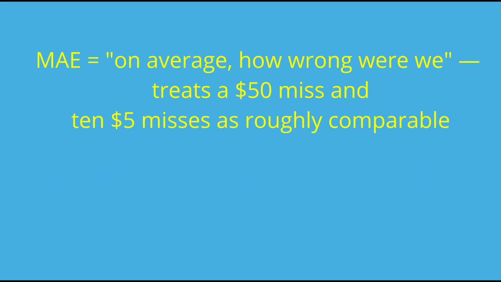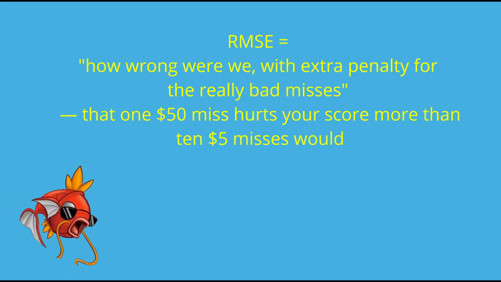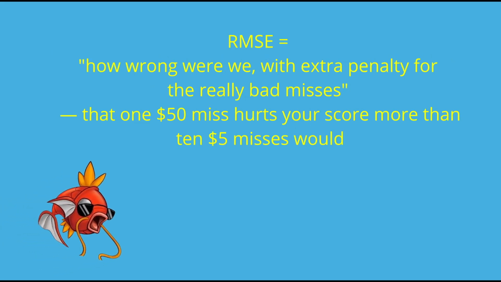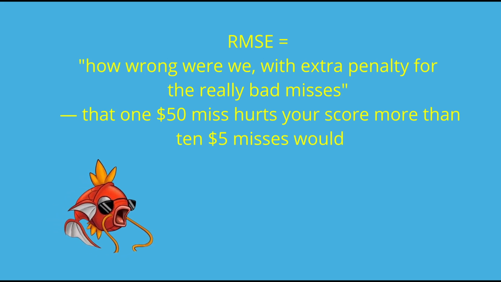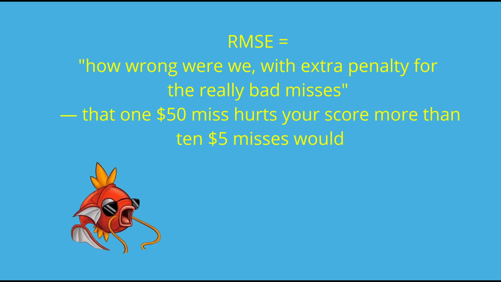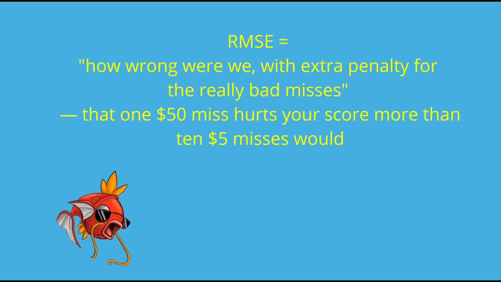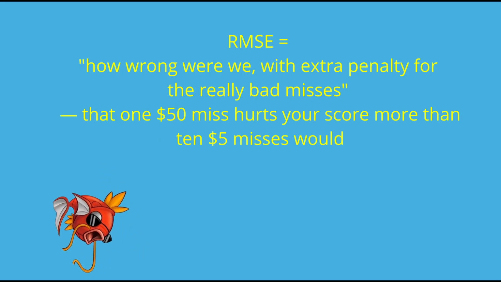MAE basically means on average how wrong are we. So it basically treats a $50 miss and 10 $5 misses as the same. But RMSE wants to find out how wrong are we with an extra penalty for really bad misses. So the one $50 miss hurts the score a lot more than 5 $10 misses would.